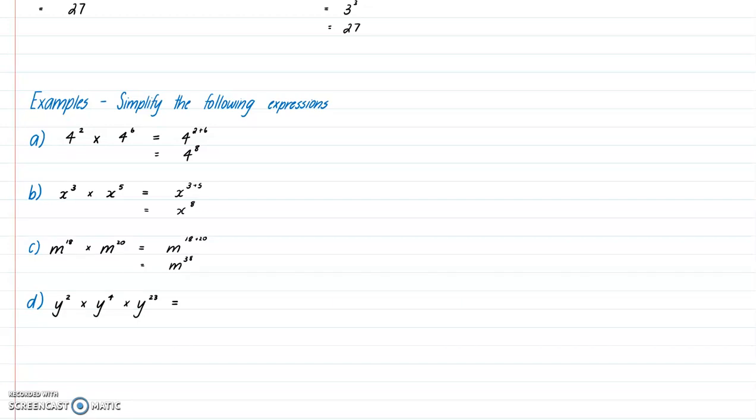And finally, let's have a look at D. Now D is a bit different because we've got a third index there. We still follow the same process. We write the base and we add the indices. 2 plus 4 plus 23, which equals y to the power of 29. So that is the first index law.